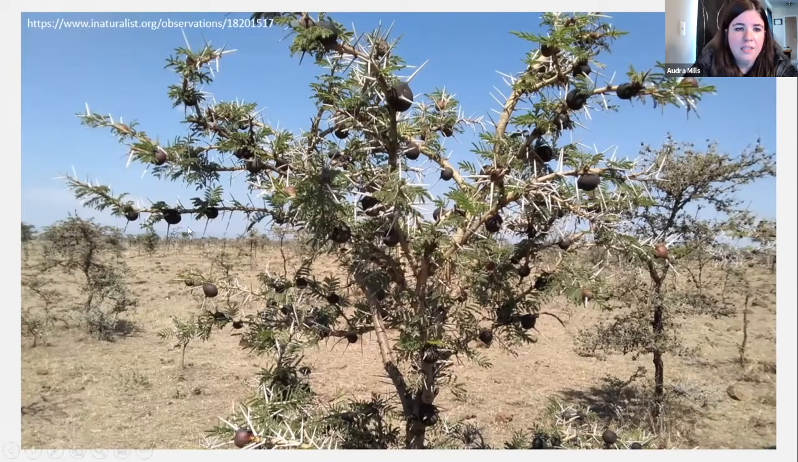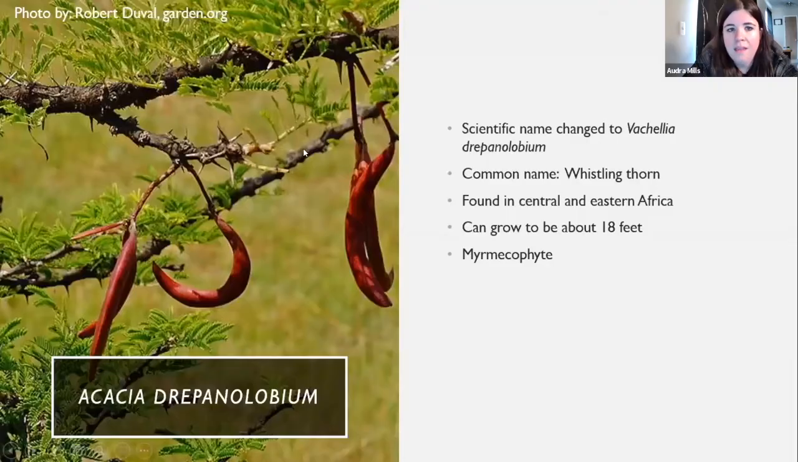So first, this is a picture of the Acacia drepanobium. The little balls are actually where the ants usually live. They are modified thorns, so that's kind of interesting. And this is a picture of the fruits that were studied.